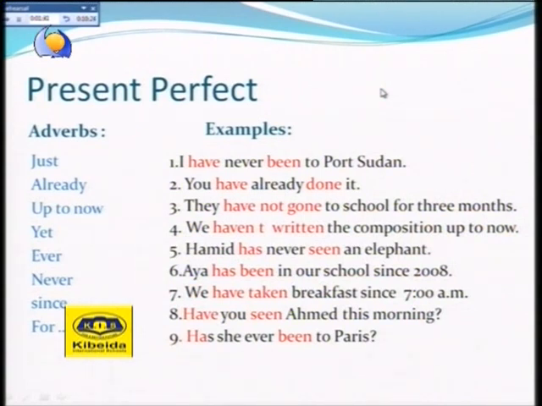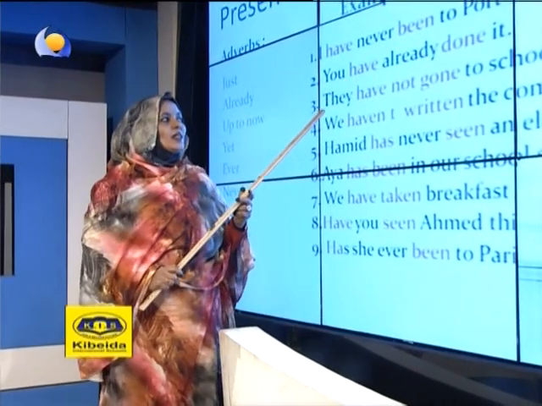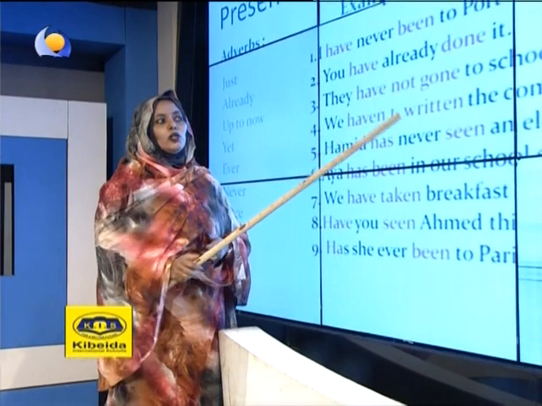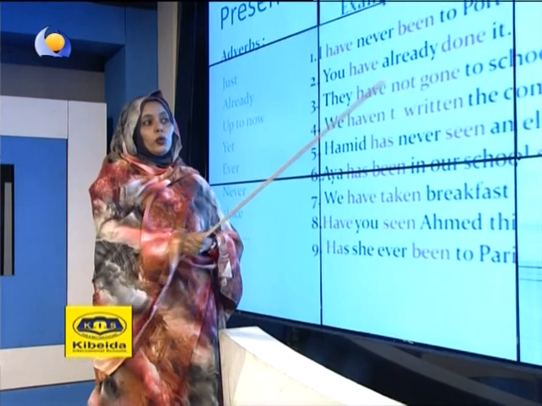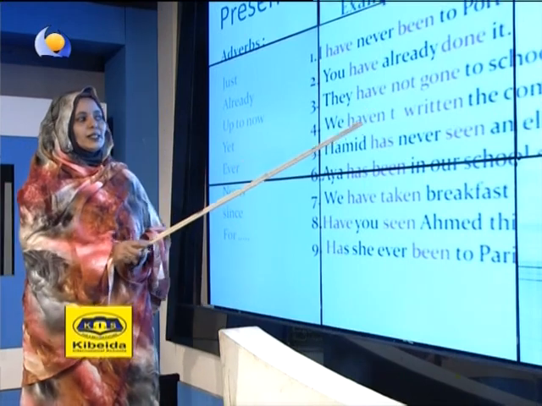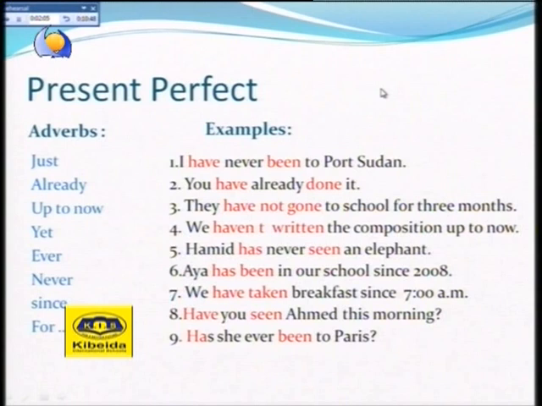You have already done it. Here we have this word already. It tells us that we have to use present perfect. You have already done it. They have not gone to school for 3 months. We haven't written the composition up to now. Hamid has never seen an elephant. Aya has been in our school since 2008.